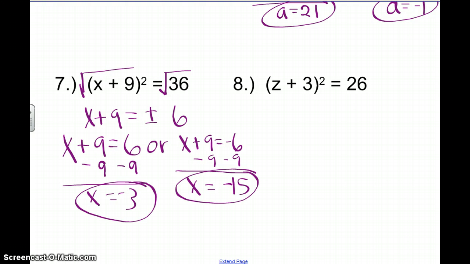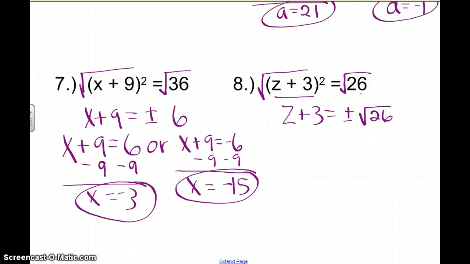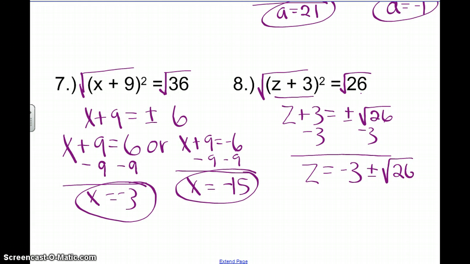And finally, number 8. We have (z + 3) squared equals 26. We take the square root of both sides, and we're left with z plus 3 equals the square root of 26. 26 isn't a perfect square, so we just leave it under the square root and put a plus and minus in front of it. We still need to solve for z, so if we subtract 3 from both sides, we have z equals negative 3 plus or minus the square root of 26 as our solution. And that is the lesson on perfect squares.